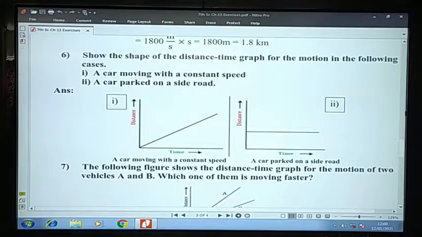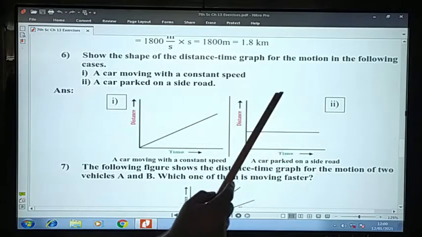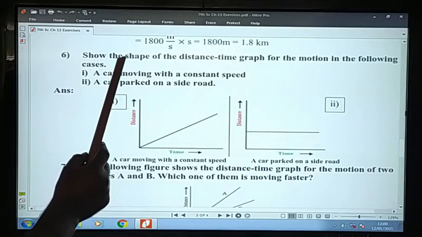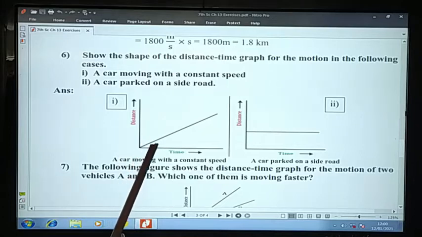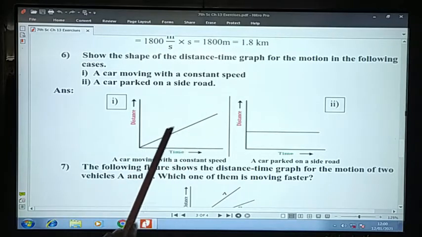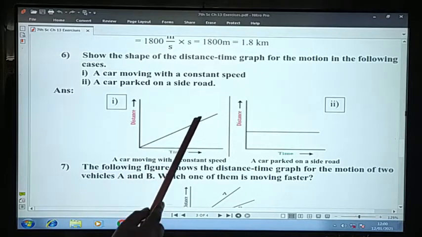At any time interval, either 5 minutes or 10 minutes, the car is not in motion. You'll see it at the same position. So we have to show the shape of the distance time graph. So this line shows a car moving with a constant speed.